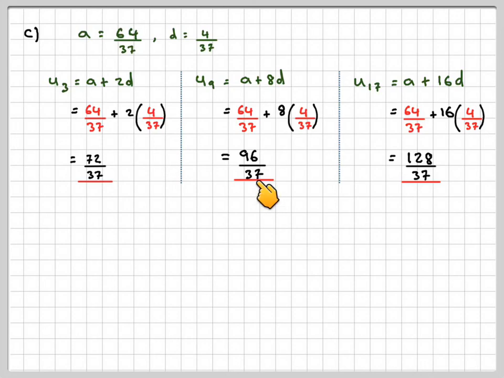Just one last thing, if you were to do that divided by that, or that divided by that, you would get the common ratio of 4 over 3.